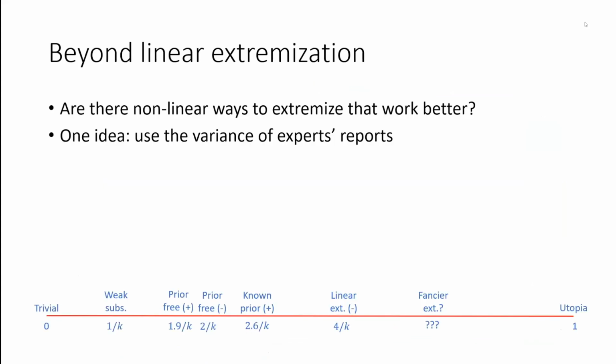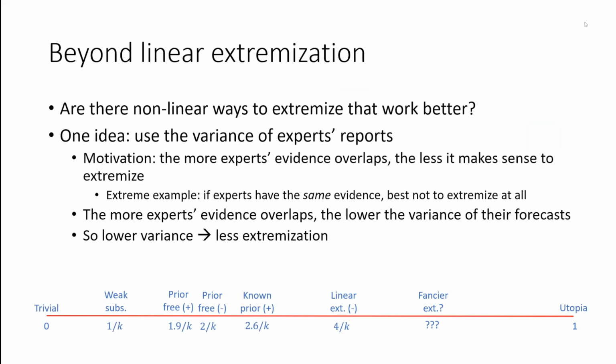And then you might ask, is there a different method of extremization that works better than linear extremization? Because it turns out that linear extremization can only get you so far. We show that it can't do better than 4 over k. And one idea might be to use the variance of the experts' reports. The motivation here is essentially that the more the experts' evidence overlaps, the less it makes sense to extremize, and also the lower the variance of the forecasts. And so the lower the variance, maybe the less extremization is appropriate.